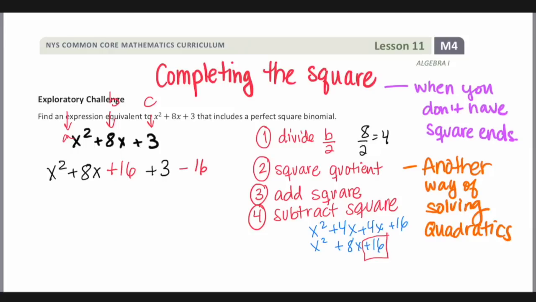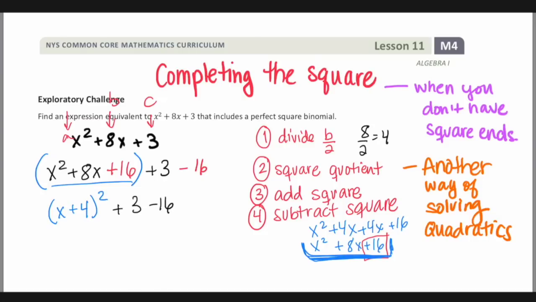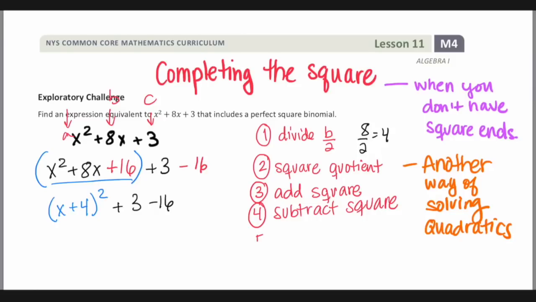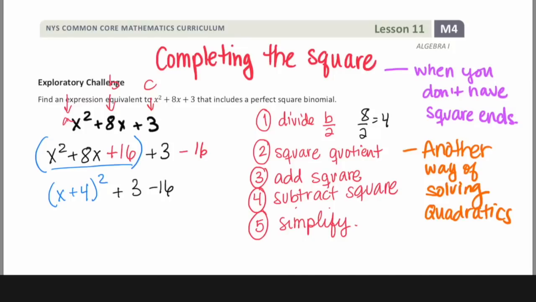Now let me show you why we're doing this. We want an equivalent expression, right? And so once I have that 16 in there, now I have my factored form. I can use the square of binomials rules. So now I just have x plus 4 squared. I still have my 3, and I have my negative 16. And my last step is going to be to simplify. Now, there's nothing to simplify on the left, but you can combine that positive 3 and that negative 16 to give you a negative 13.